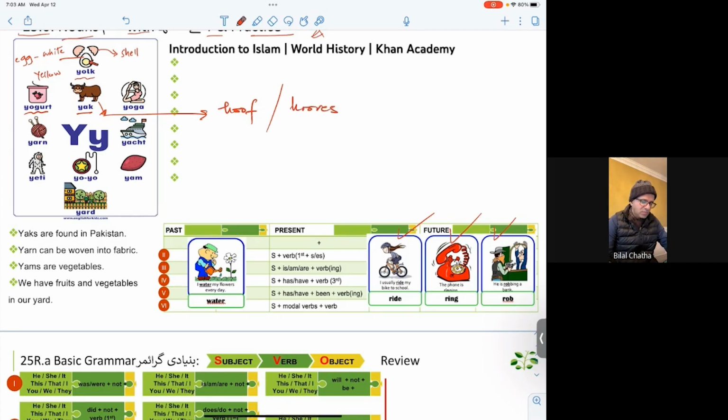Okay, sir. गाय के भी, भैंस के भी. Do you know if yaks are in Pakistan or no? So I think yes. So I remember when I was in Gilgit Baltistan, I saw some yaks over there. I think I even rode a yak. I might have a picture. I'll send it to you guys.